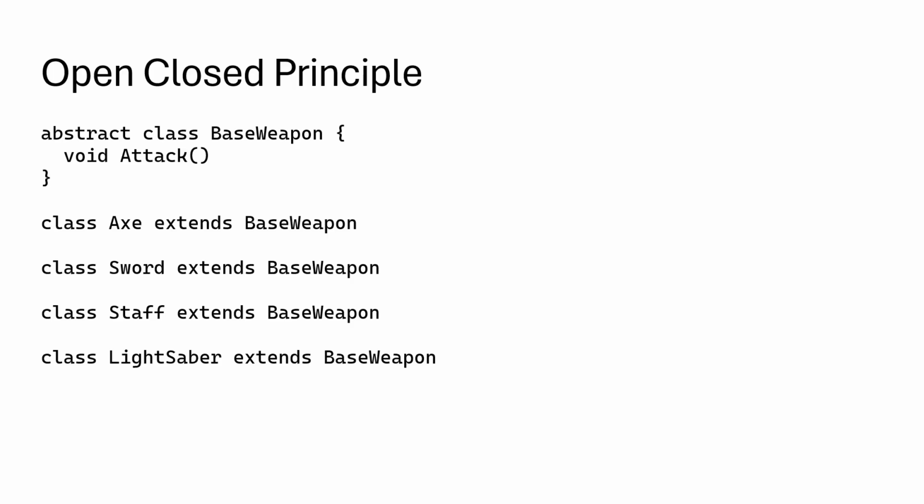I think at some point in your programming journey, you probably broke something because you changed one line of code. And this is exactly why you use OCP, so that you can try to avoid these kinds of situations from happening.